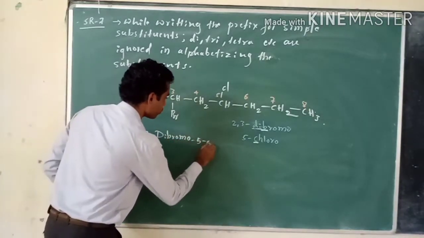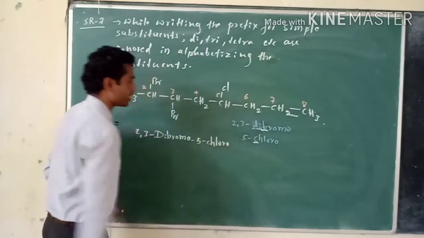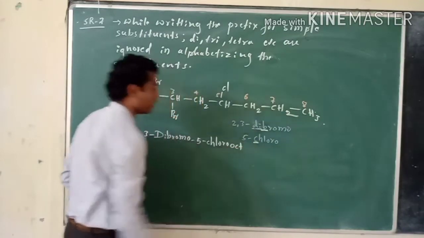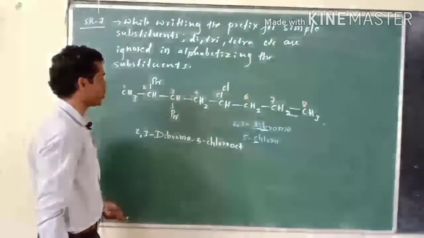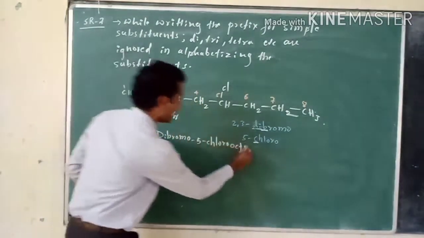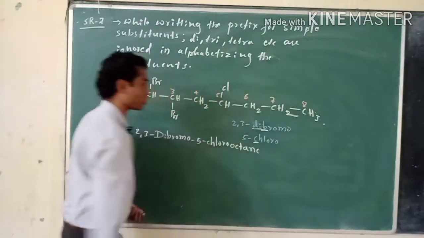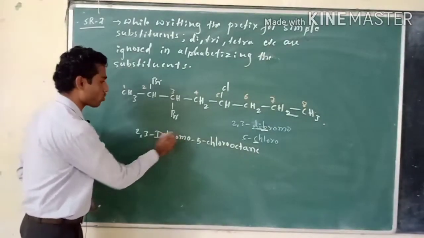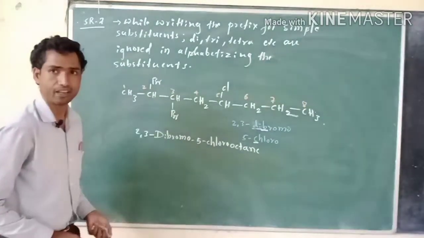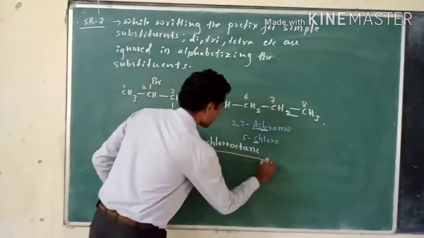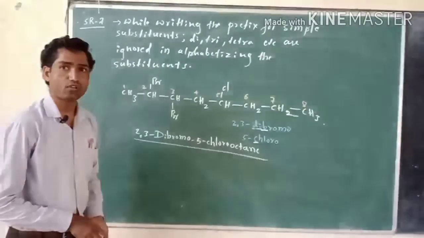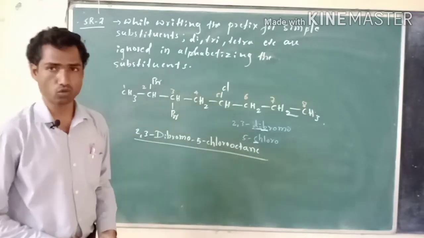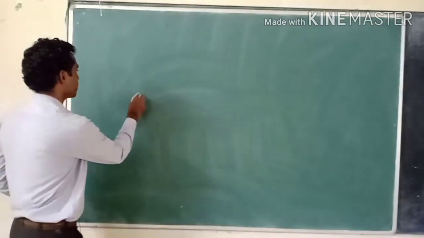Right. 5-chloro is the prefix. The root word is 8 carbons, so oct. Next one is ANE, carbon to carbon single bonds in the longest carbon chain. Therefore the primary suffix is ANE. So 2,3-dibromo-5-chloro-octane is the name of this molecule. So I hope the seventh rule is clear now. So now let us move on to the next sub rule. For that let us take an example.